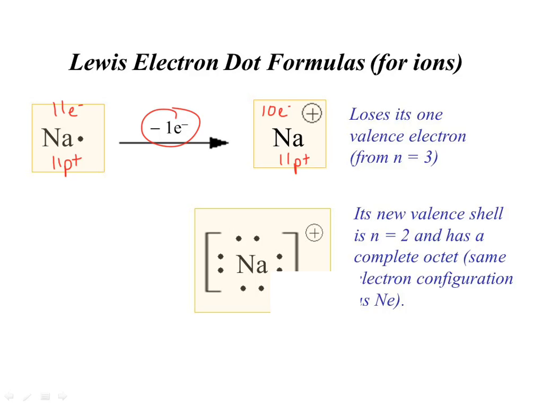One thing before I move on is that when you're dealing with a species, whether it's an atom or a polyatomic ion, something that's charged, we generally put it in brackets and put the charge outside the brackets.